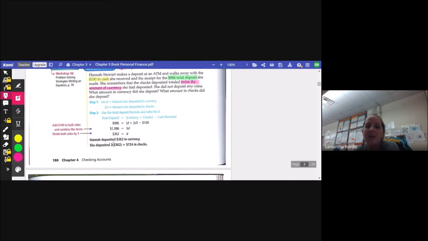So Hannah deposited $362 in currency, so that's like the paper money, okay? And then she deposited 2 times that amount, so 2 times 362 is $724 in checks. So she did 362 in currency and $724 in checks, okay?